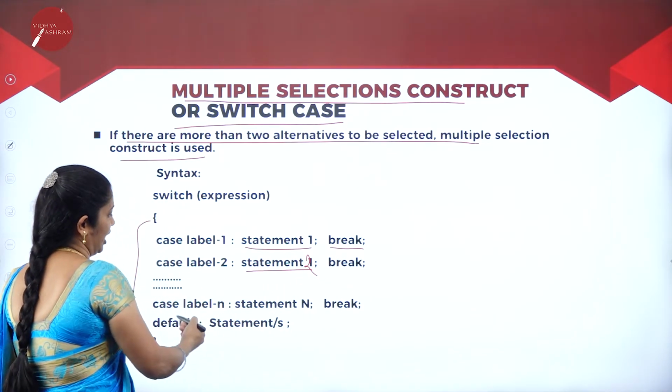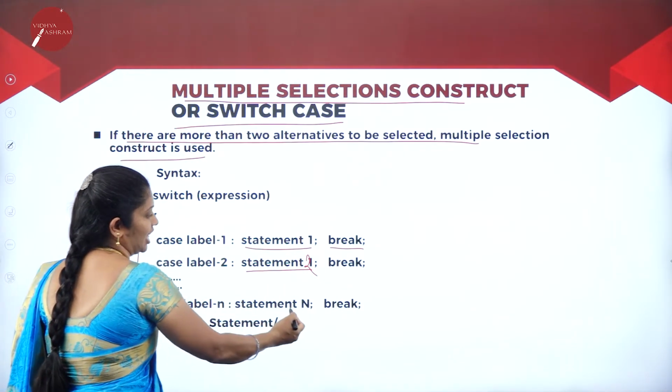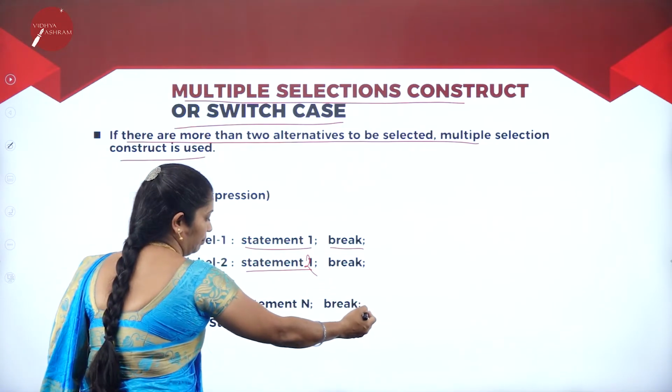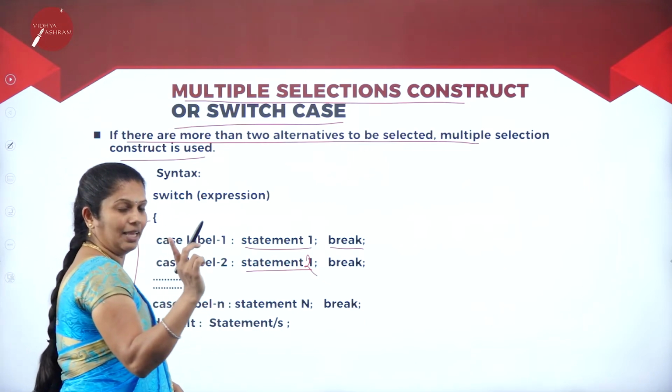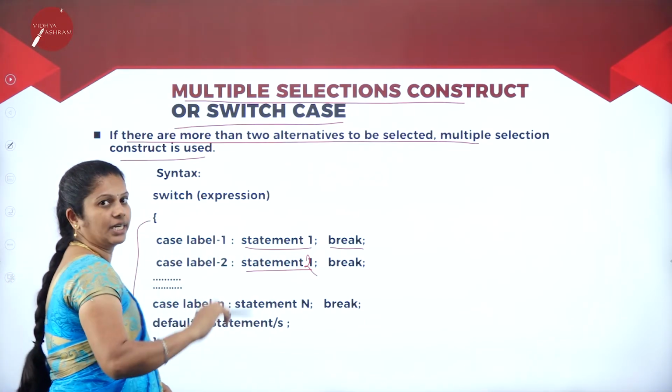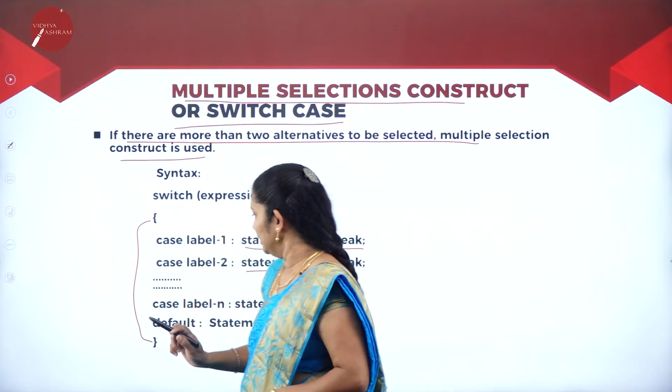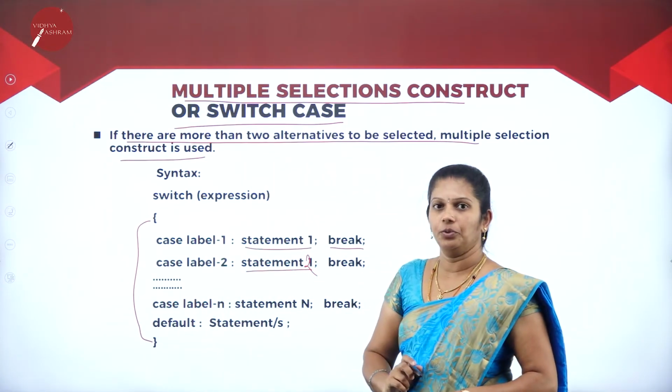Like that, for all the statements, if the case label is n, then statement n will execute, then break. Like that, all the statements will execute depending upon the label. If all the labels, all the conditions, are not satisfied, then finally the default statement will execute.